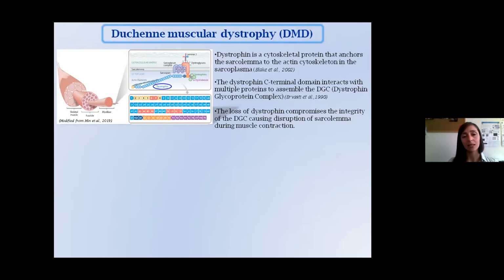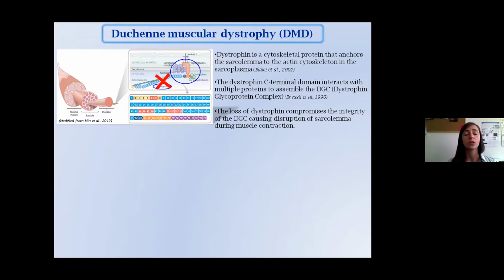Dystrophin is a cytoskeletal protein that anchors the sarcolemma to the actin cytoskeleton. With the C-terminal domain, dystrophin interacts with the proteins of the dystrophin glycoprotein complex. The DMD gene is the biggest gene of the human genome. Thus, a lot of different mutations might occur in this gene. In Duchenne muscular dystrophy, all of these mutations determine the complete absence of dystrophin.